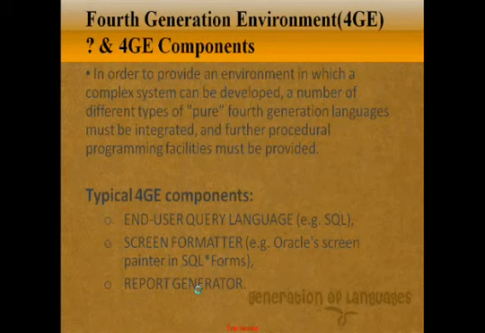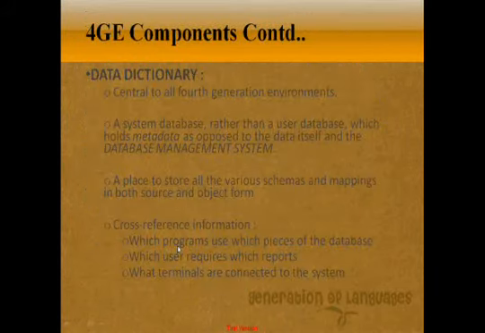Let's see Oracle. In order to provide an environment in which a complex system can be developed, a number of different types of pure fourth generation languages must be integrated, and further procedural programming facilities must be provided. Typical fourth generation components are an end user query language, a screen formatter, and a report generator. Data dictionaries are essential to all fourth generation environments.